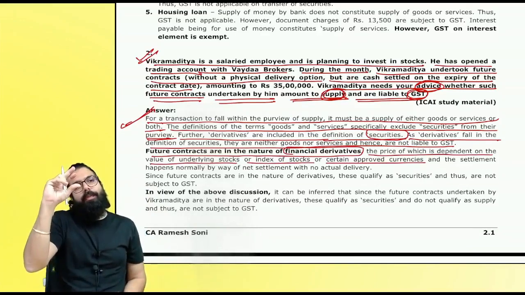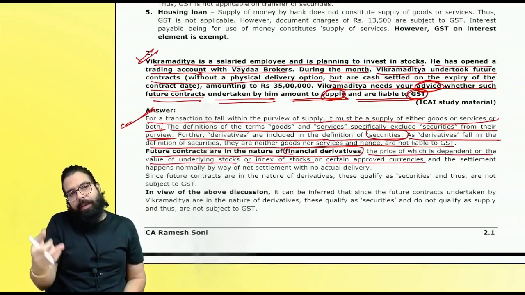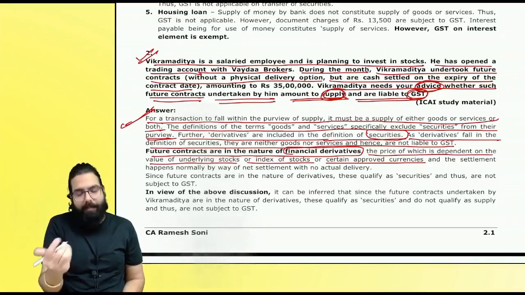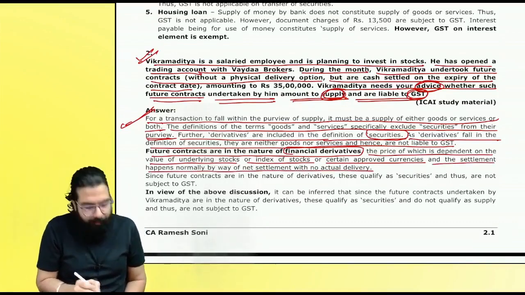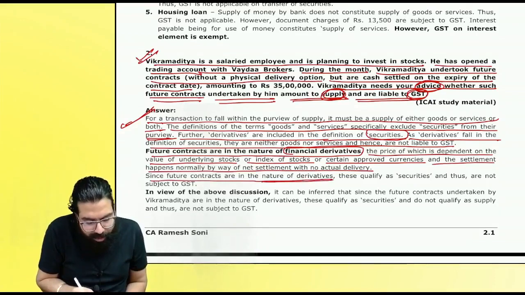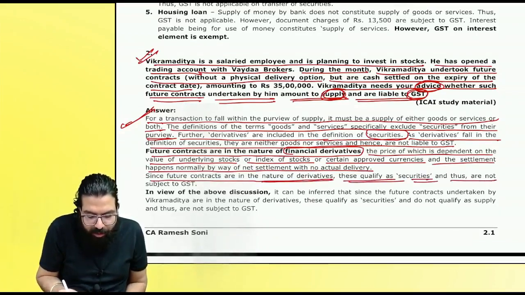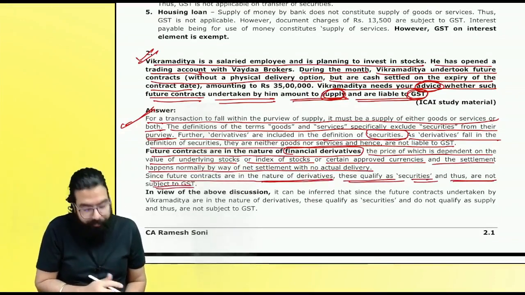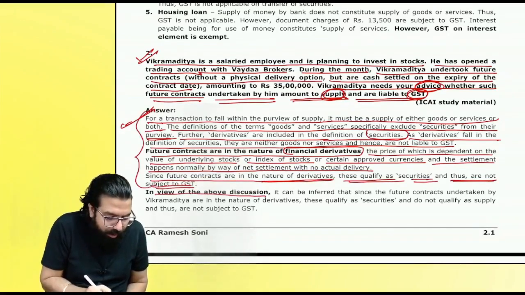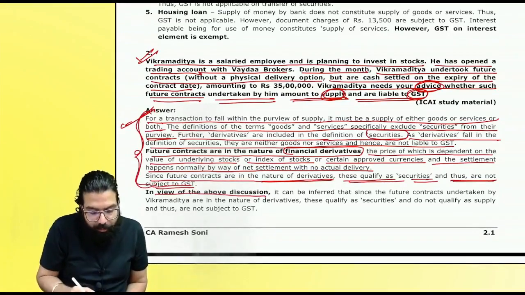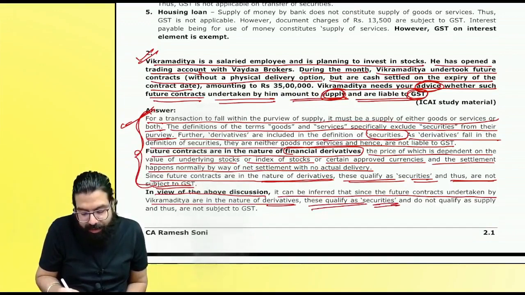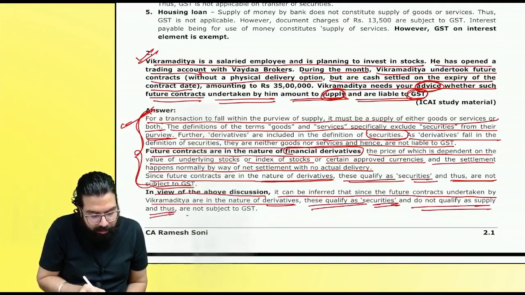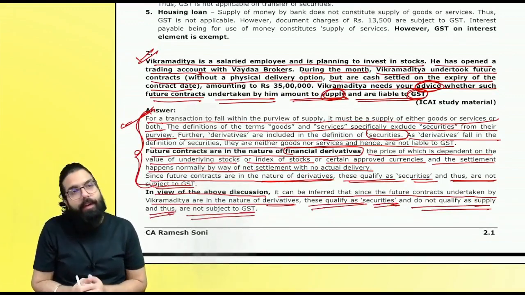The derivative can derive its value from anything. It can be goods, it can be currency, it can be anything. And the settlement happens normally by way of net settlement and no actual delivery. Since future contracts are in the nature of derivatives, these qualify as securities and thus are not subject to GST. In view of the above, first they have written the law. Then they are telling, in view of the above, it is inferred that since future contracts undertaken by Vikramaditya are in the nature of derivatives, these qualify as securities and do not qualify as supply and thus are not subject to GST. Did you guys understand?